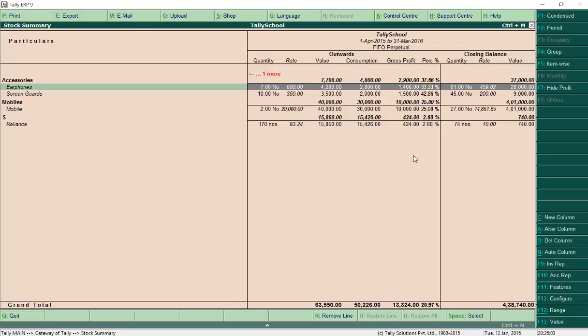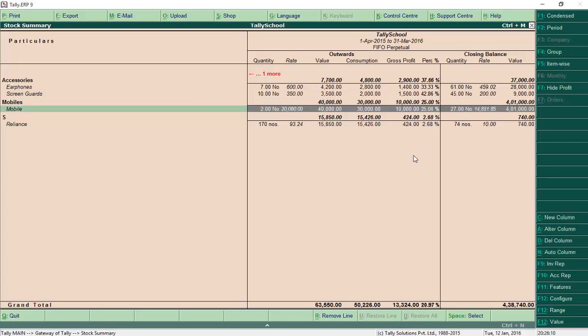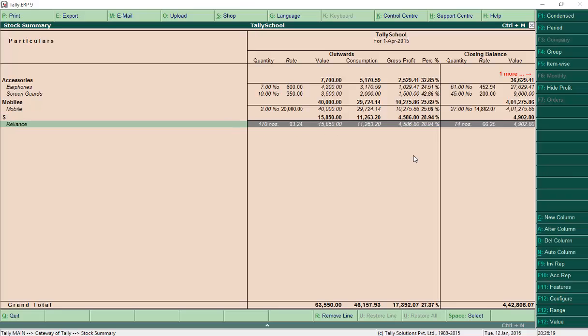So you may not want to sell down the earphones and push up the screen guards. And screen guards are the same, and in mobile there is 25.69. It is actually 25% by FIFO, and in Reliance it is 28.94, but if you go through FIFO it is 2.68% profit. So this is how you can work out your business decisions on the basis of stock summary. This is what a stock summary can do.